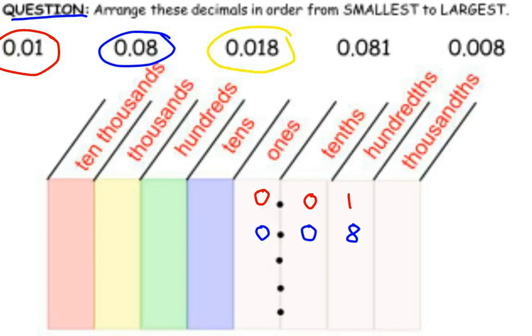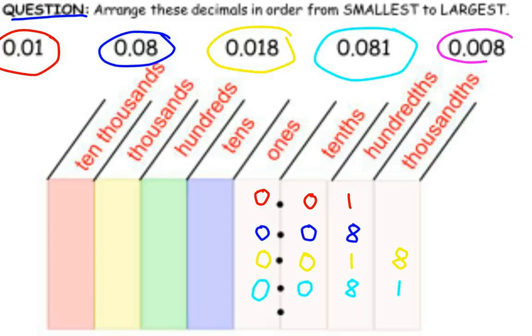So 0 units, 0 tenths, 1 hundredth and 8 thousandths. What other colours have I got? Let's try turquoise for this one here. So 0.081, we're going to put that one in here. 0 units, 0 tenths, 8 hundredths and 1 thousandth. And then finally, let's do purple for this one here. 0 units, 0 tenths, 0 hundredths, and 8 thousandths.